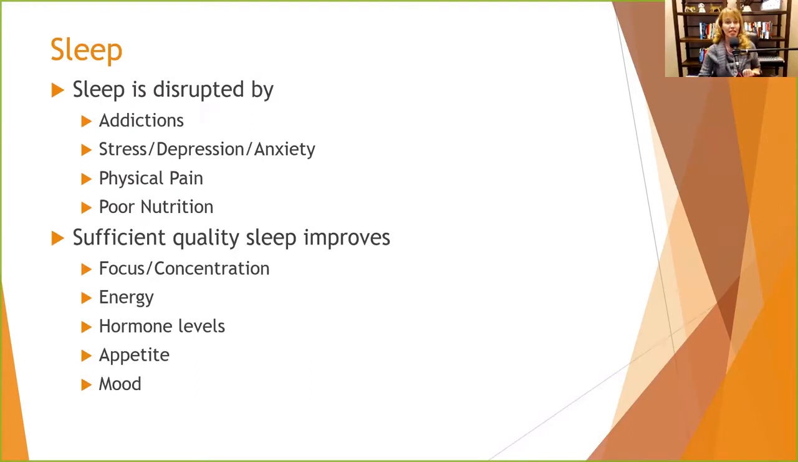Sleep is disrupted by addictions, which mess up the neurochemicals. Melatonin gets out of whack, circadian rhythms out of whack. Boom. Stress, depression, and anxiety keep your cortisol levels high. So again, your melatonin levels and your circadian rhythms get out of whack.